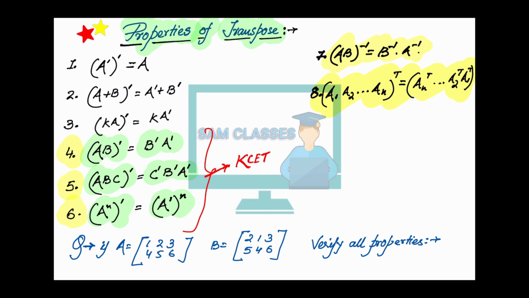Now, same thing for the inverse, which we'll talk about a bit later. Just showing you the properties. AB whole inverse is nothing but equal to B inverse first, students, and then A inverse. Very important. A lot of times students make mistakes in this. Don't do it.